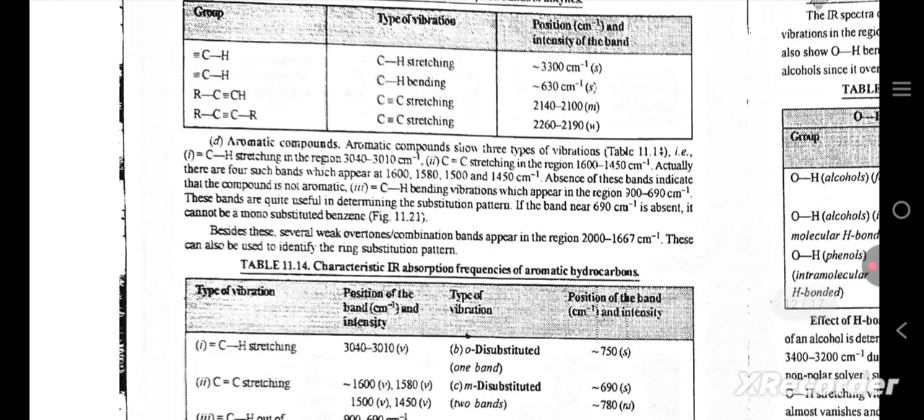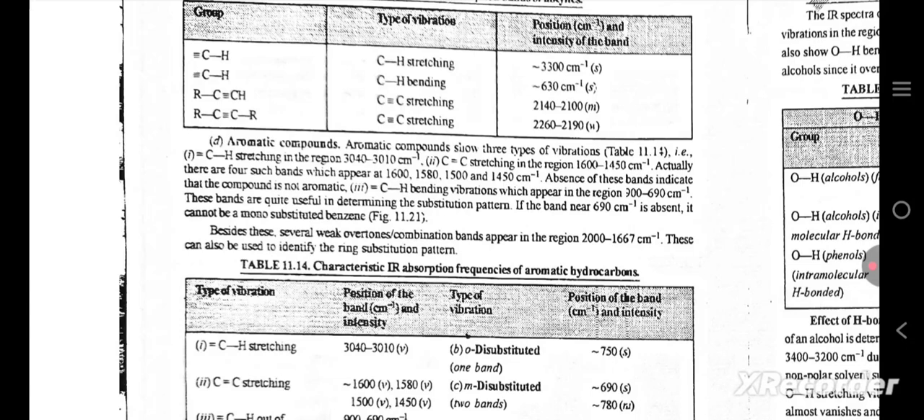Aromatic compounds. Aromatic compounds show three types of vibrations. CH stretching in the region above 3000 cm⁻¹, C=C stretching in the region 1600 to 1450 cm⁻¹. Actually, there are four such bands which appear at 1600, 1580, 1500, 1450. Absence of these bands indicates that the compound is not aromatic.